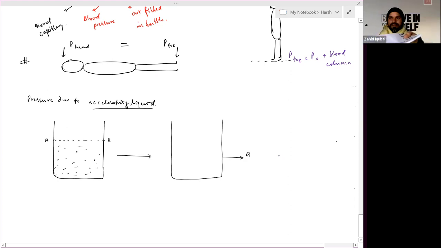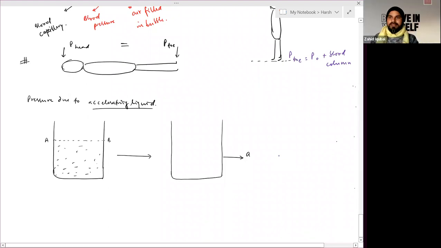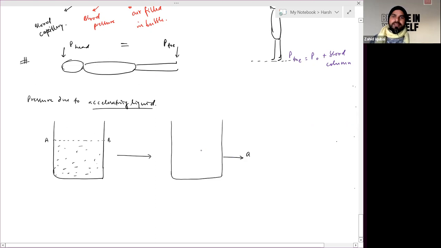Just place a pen on a paper like this and try to accelerate this particular system in the forward direction. Towards which direction will this object go? Backward. So it means the object will accelerate opposite to the acceleration of the system. So while accelerating this system towards the right, there will be acceleration of liquid towards the left, and the level of liquid will change like this, towards left.